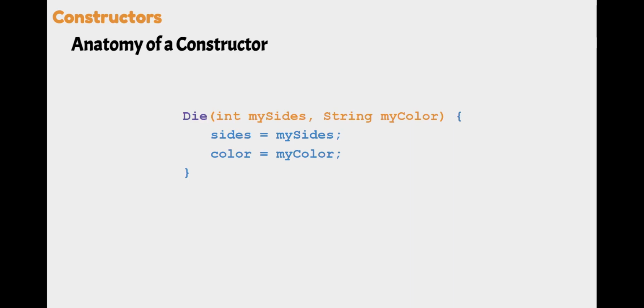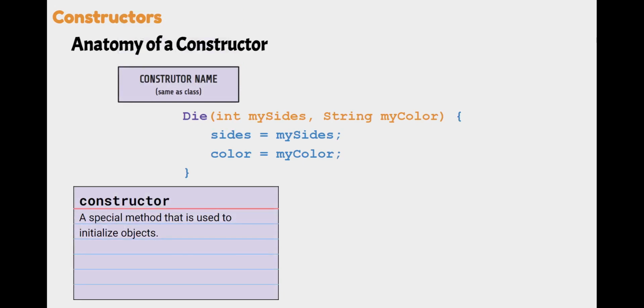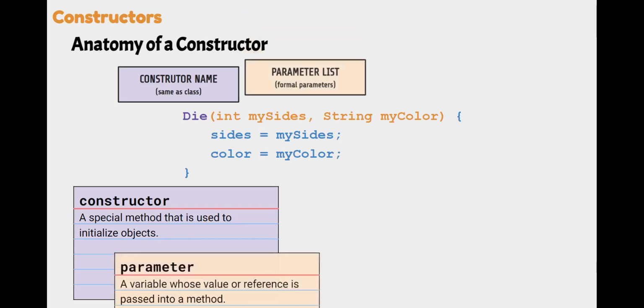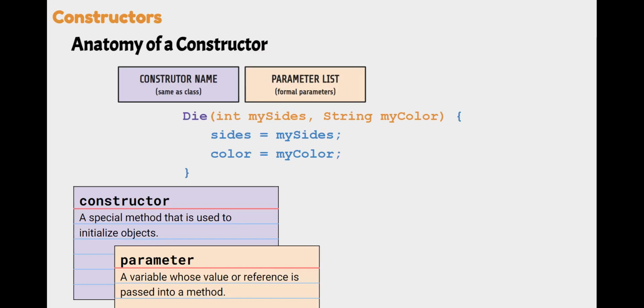So if we pulled a constructor out of that class, we want to understand the anatomy, the parts that make up that constructor. Constructors start off with a name, and that name has to be the same name as the class. The constructor's job is to initialize the object. It's going to set the member variables so that your object is unique. In order to make a unique object, it's going to need some information from you. So it's going to have a parameter list. A parameter is a variable whose value or reference is passed into a method.